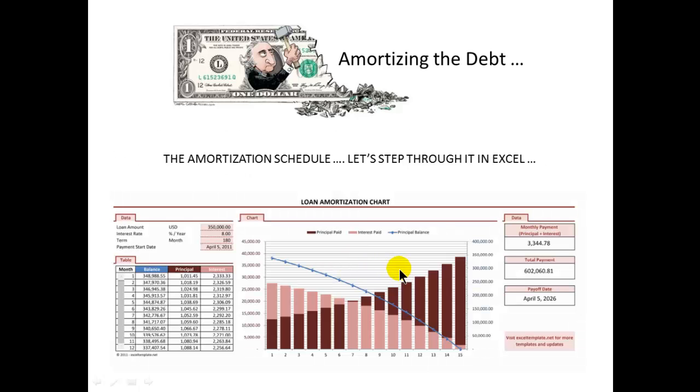Now, what I want to do now is step you through an Excel spreadsheet that shows how easy it is to create an amortization schedule. This is just simply an illustration I threw in for this slide, so let's now look at Excel.